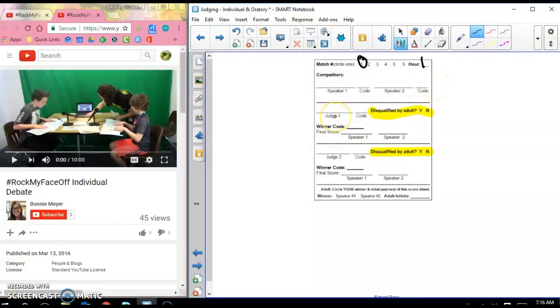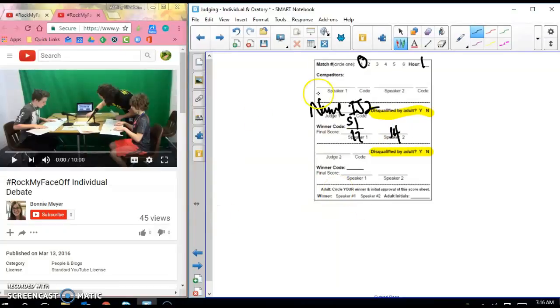If I am judge number 1, then I would put my name, my code, and I'm going to put my winner's code right here, whoever I decided. So for right now, I'm just going to put S1 for speaker 1. And then I would put my final score, which was 17 to 14. At the end, the adult will ultimately circle their winner.